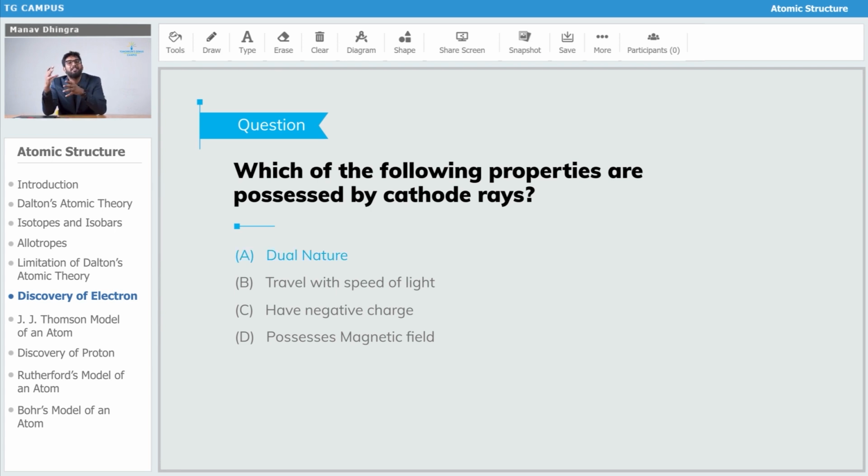They were traveling with the speed of light. This is incorrect. All of you know that the speed of light is the highest speed achievable, and no particle can achieve it. It is only the speed of light, which is 3 × 10^8 meters per second. So we can easily say that this is not correct.